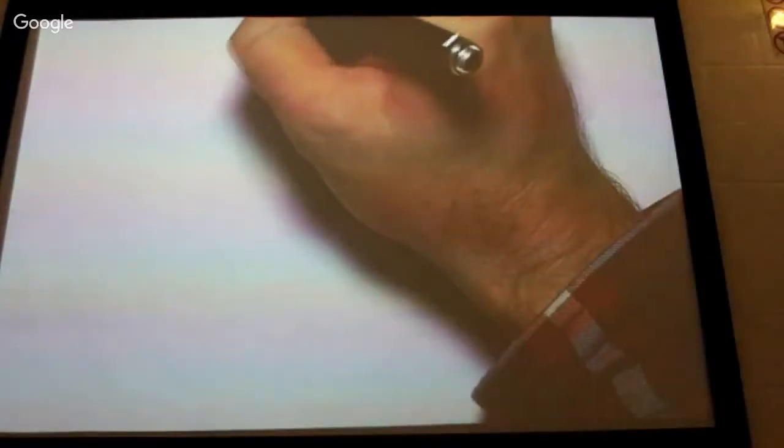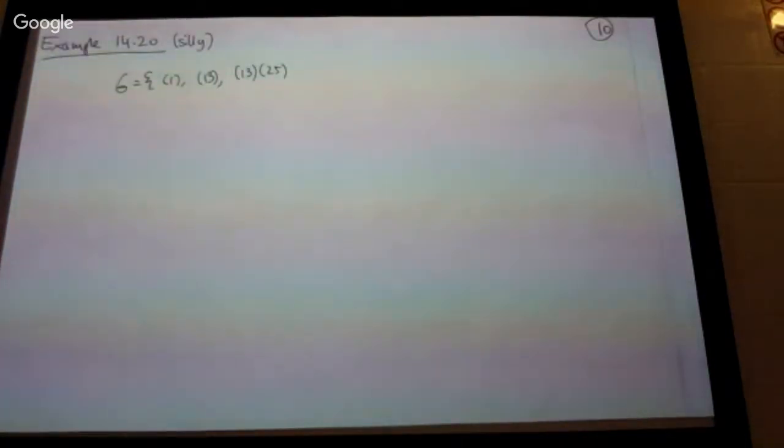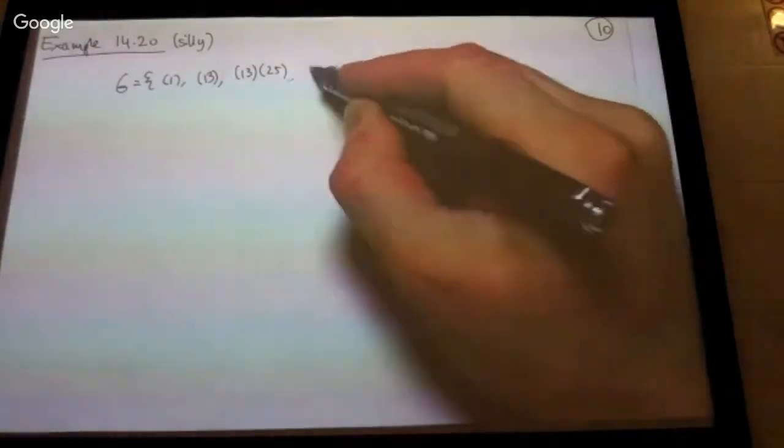Example. What do I call it? 1420. So it's a silly example. G is 1, 1, 3. 1, 3, 2, 5. Yeah. It must be the screen. And 2, 5.